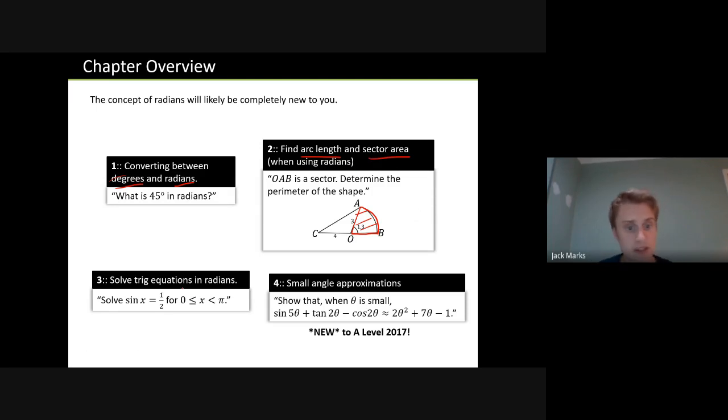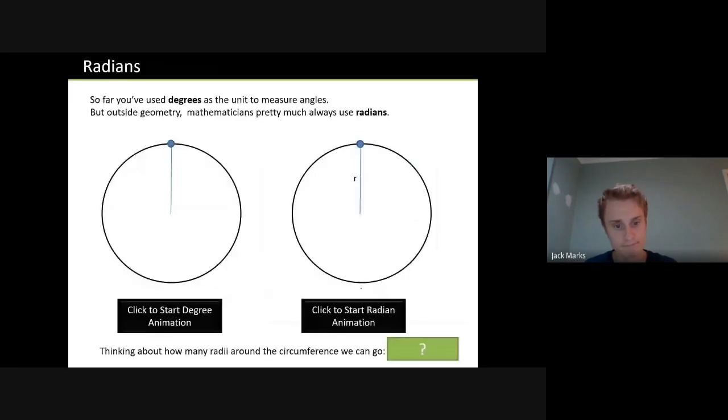We can start solving trig equations like our year 12 trig in radians instead of degrees. And finally, something that's quite different and is really foundational for other ideas later on is something called small angle approximation, which will be a new idea.